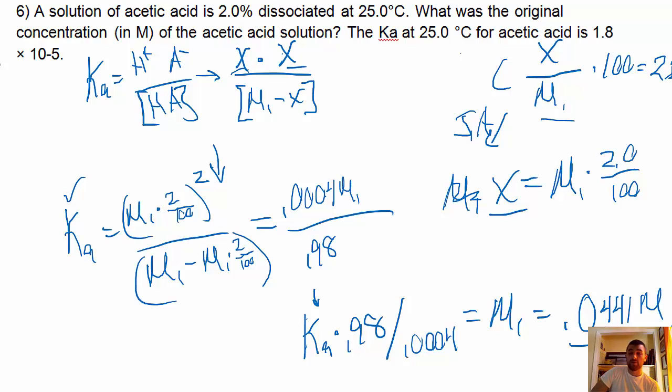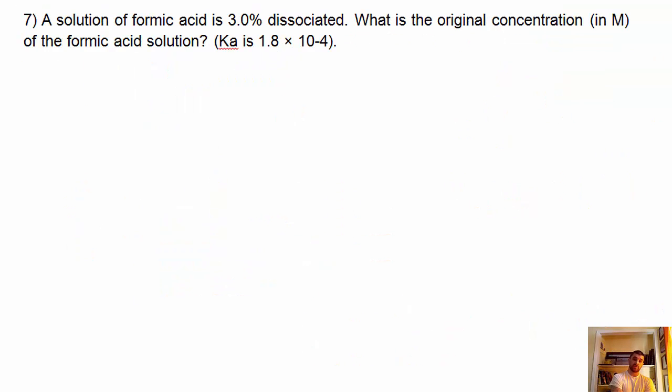So the hard part here was realizing you had to combine those two formulas to give you one formula with one unknown. All right, so that's the tough part. All right, then we take a look at number 7. A solution of formic acid is 3% dissociated. What is the original concentration in molar of the formic acid solution? So this is just like the last one. So hopefully I can do a better job of explaining this one.